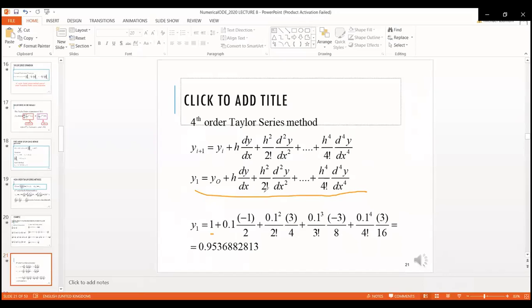Then d squared y/dx squared, previously we had 3 over 4. Then this is h again, h cubed over 3 factorial. Then the d cubed y over dx cubed will give us negative 3 over 8. And then h to the power 4 over 4 factorial, and then the derivative to the 4th order. So once you combine all of this, you do this estimation, you're going to get 0.9536882813.